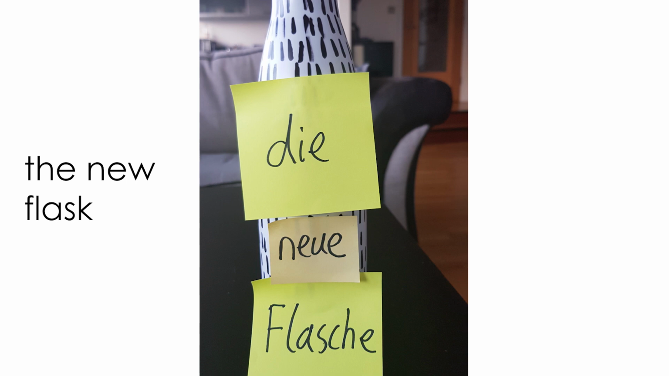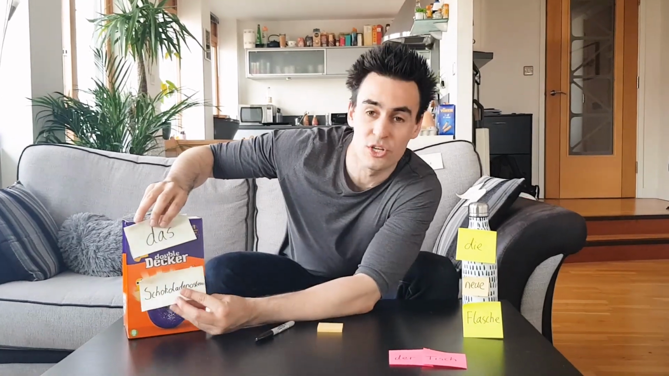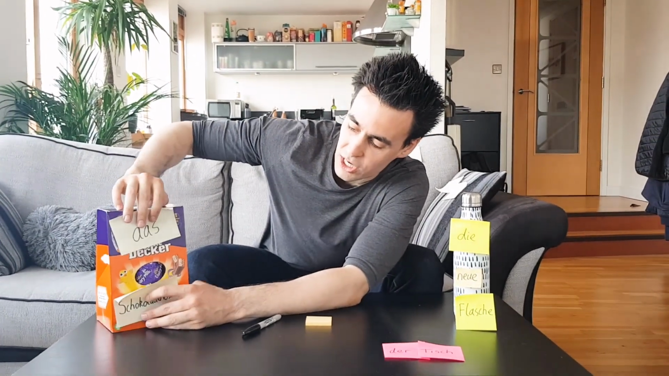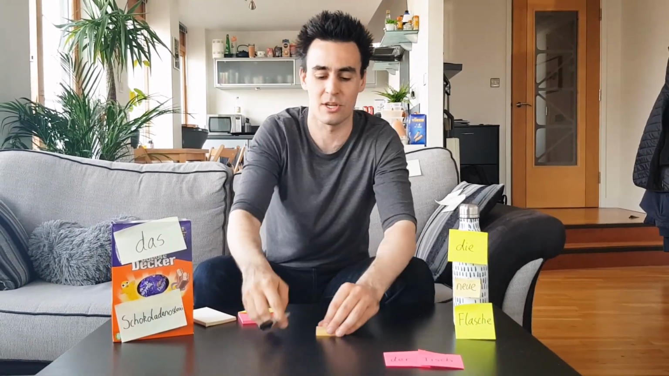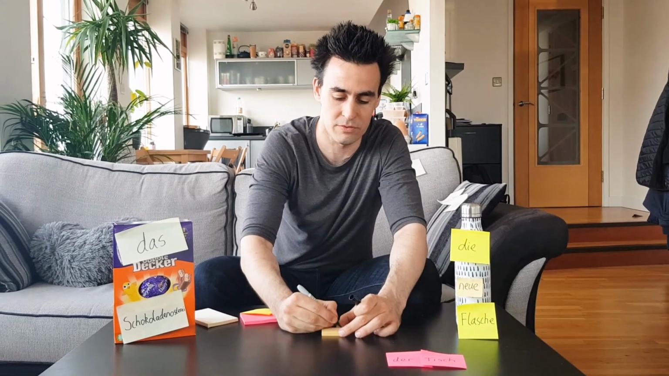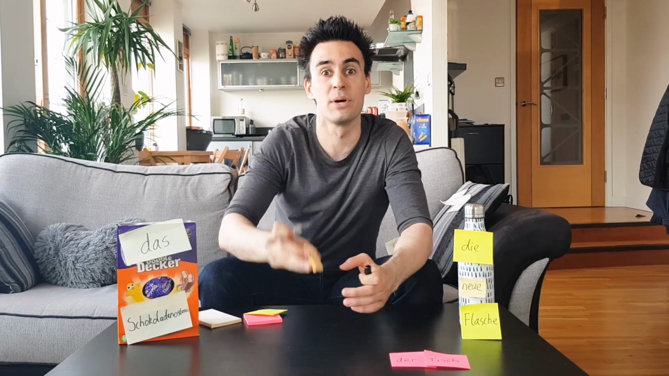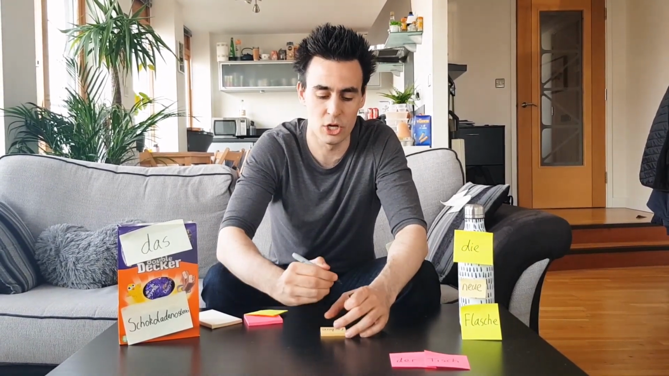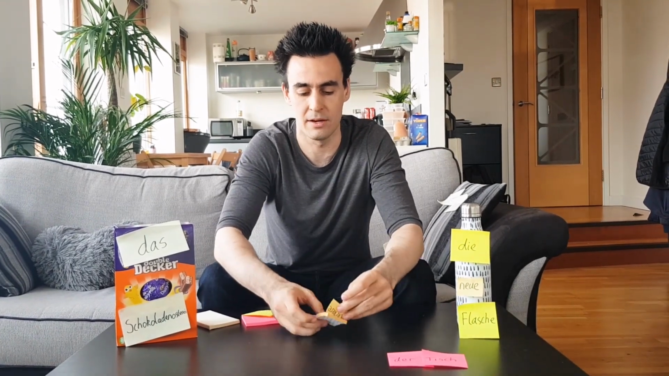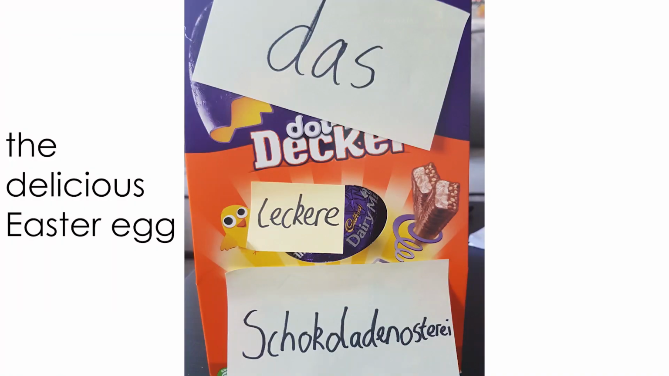We're going to do one more example. We've got our Easter egg here. So we have das Schokoladenösterei. Das Schokoladenösterei. The Easter egg. We want to say the delicious Easter egg. So the word for delicious, I'm sure a lot of you know, is lecker. But because we're in the nominative case, we're using the adjective with this. We would say leckere with an E on the end. Okay? Das leckere Schokoladenösterei. The delicious Easter egg.